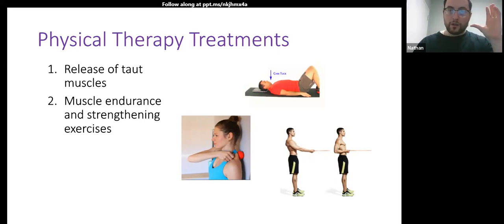If we don't upgrade the computer after we restart it, we're not going to get better, it's just going to come back again. So we can release the taut muscles, that's restarting that computer, but then we've got to train muscle endurance and muscle strength, which is giving it an upgrade.